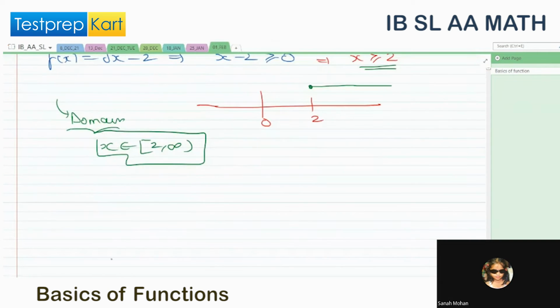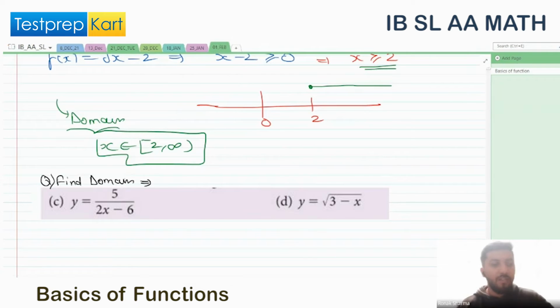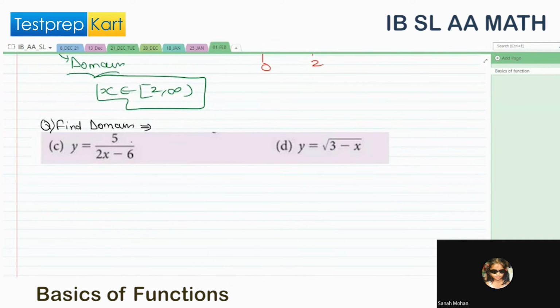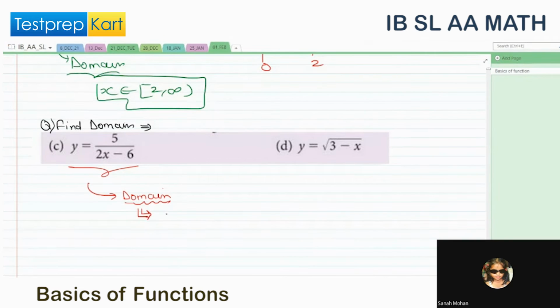Now, what will be the domain for these two questions? I don't think it should take too much time.